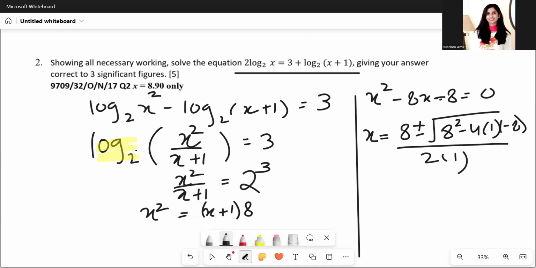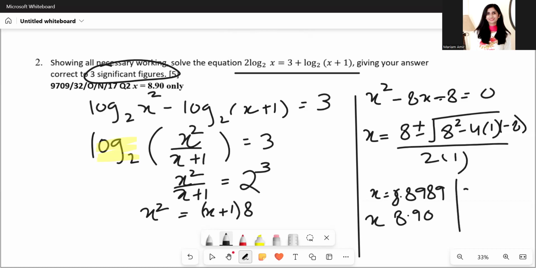You would get x equals 8.8989. And it rounds to three significant figures, 8.90. And the other answer would be a negative value, which is negative 0.898.